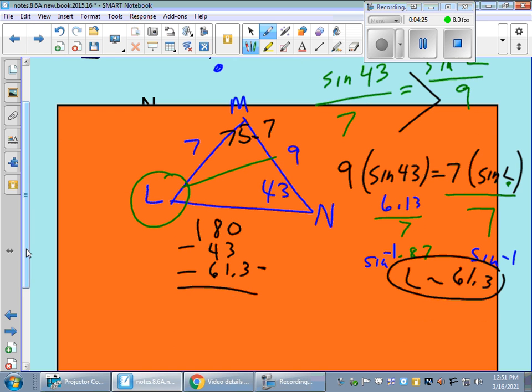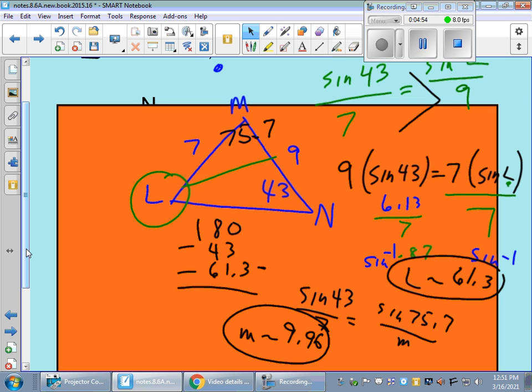So now that we have the angle, we can go with the sine of 43 over 7, and we're setting that equal to the sine of 75.7 over the lowercase m, which is what we're trying to solve for here. So again, you're cross multiplying and solving using that proportion, and I output that side m is about 9.96. So that's properly solving all 3 sides and all 3 angles. If you get angle L wrong, then you're going to get angle M wrong, which in turn is going to also get you the side wrong. So make sure that you properly set that up and solve.